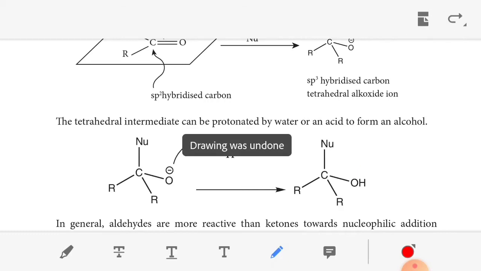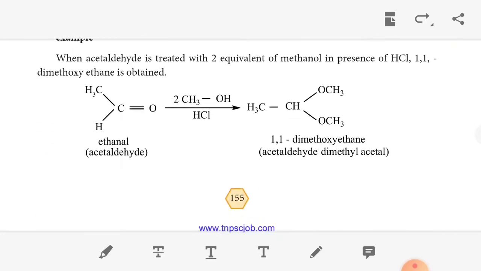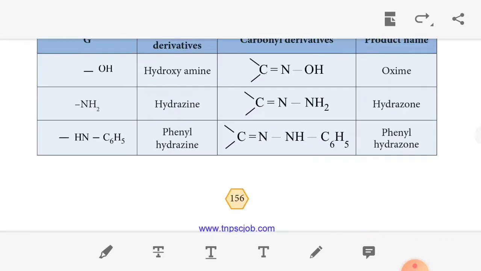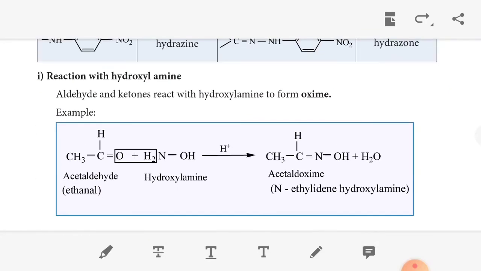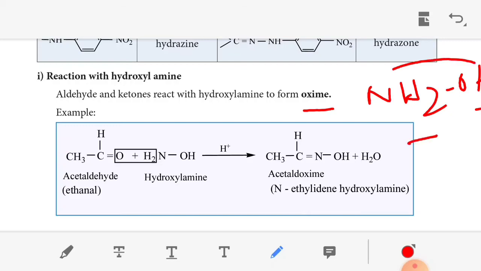Some examples of nucleophilic addition are addition of HCN, addition of alcohol, and addition of ammonia and its derivatives. The first one is the reaction with hydroxylamine. Aldehydes and ketones react with hydroxylamine to form oximes. Hydroxylamine is NH2OH; this is hydroxyl and NH2 is amine, so it is called hydroxylamine. Acetaldehyde reacts with hydroxylamine, the water molecule is eliminated, and we get the compound acetaldoxime. Okay, the next one.